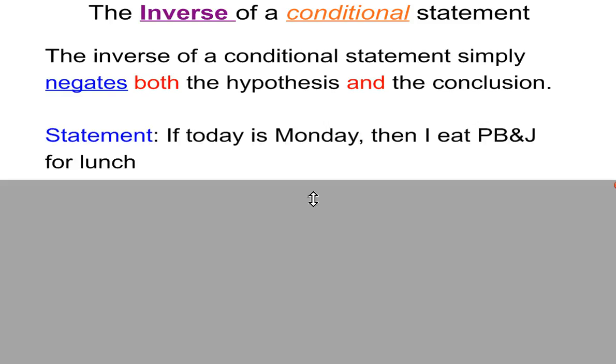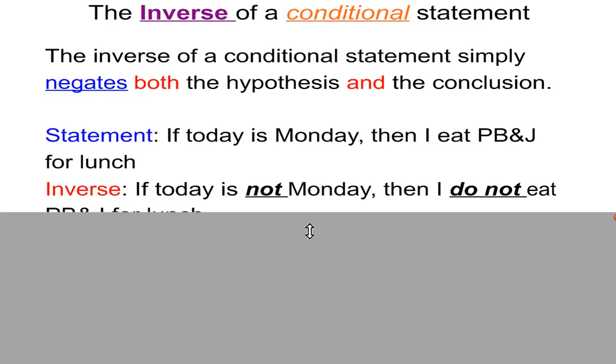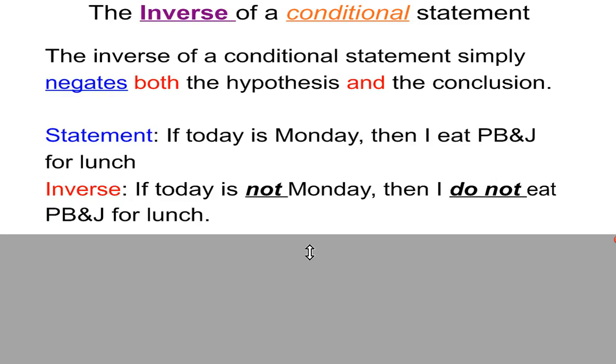Let's take an example, and these examples belong in your notes as well. If today is Monday, then I eat PB&J for lunch. So I'm going to negate both the premise and conclusion. If today is not Monday, then I do not eat PB&J for lunch. Okay, I simply negated both the premise and conclusion.